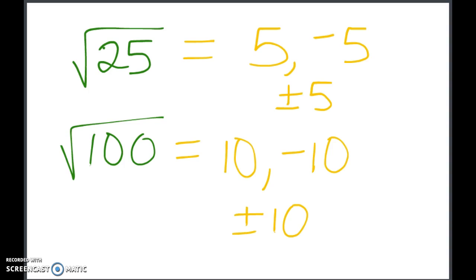Now most commonly, you're only going to have to give the positive answer. If you want the negative answer, here's what kind of problem I would give you. I would write it like this.